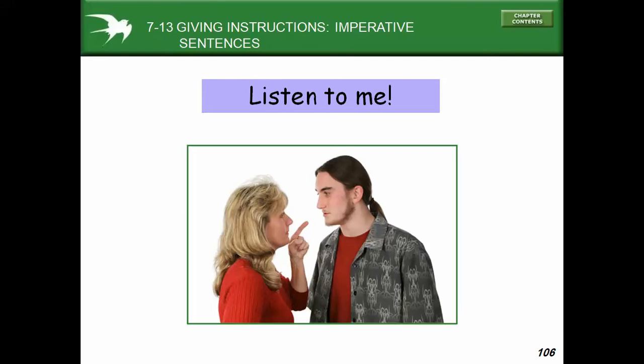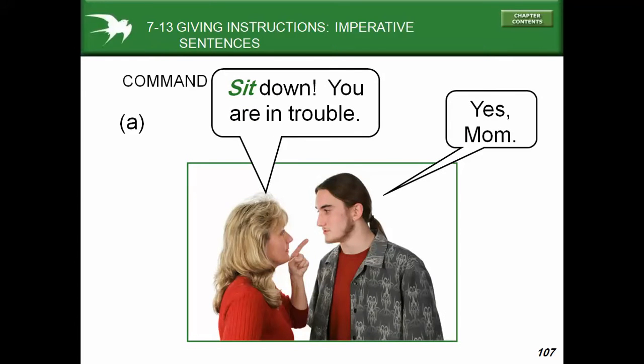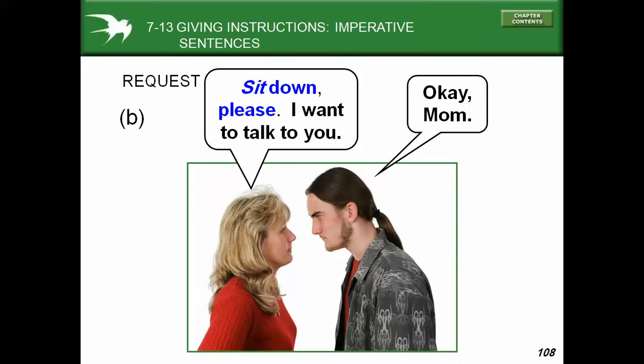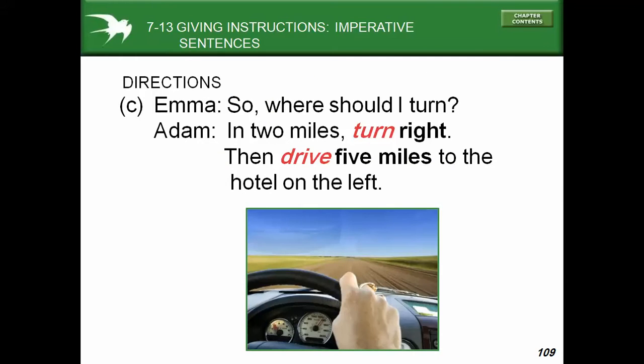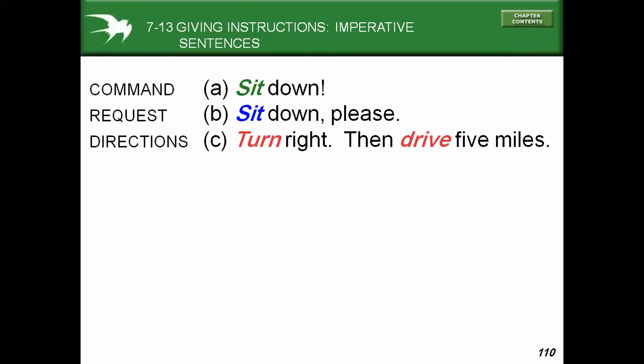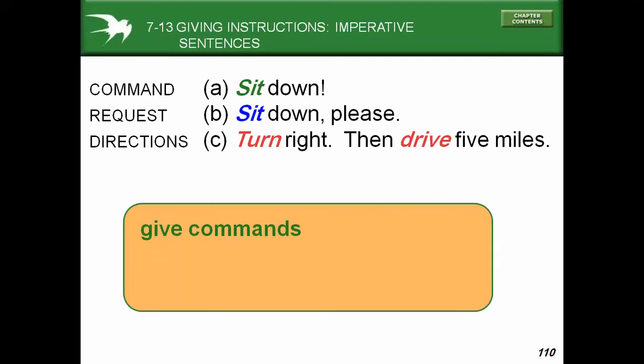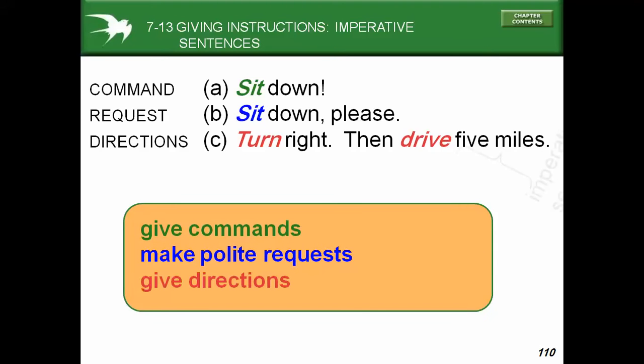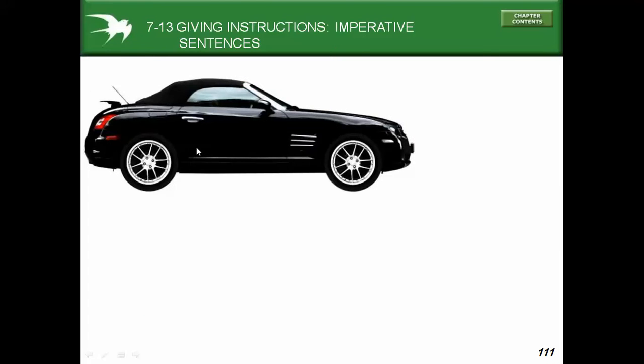Listen to me. Giving instructions, imperative sentence. It's easy. Sit down. Yes, ma'am. Sit down, please. I want to talk to you. Okay, ma'am. So, where should I turn? In 2 miles, turn right, then drive 5 miles to the hotel on the left. Give commands, make polite requests, and give directions with the imperative sentence.  So we use the imperative sentence in requests and in giving directions.